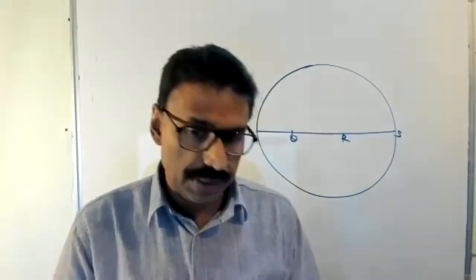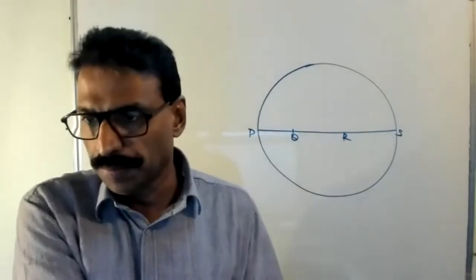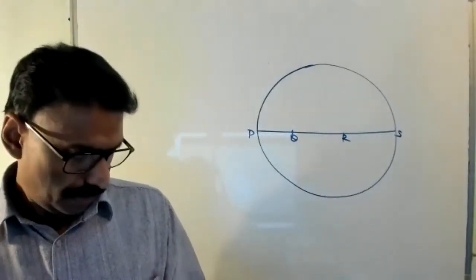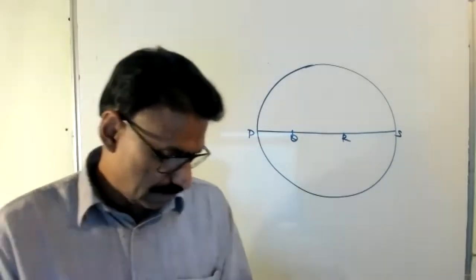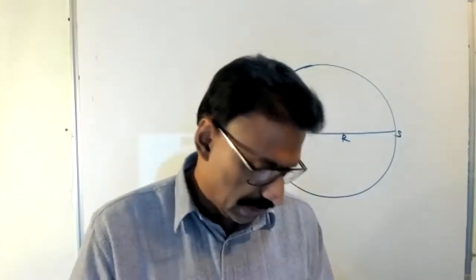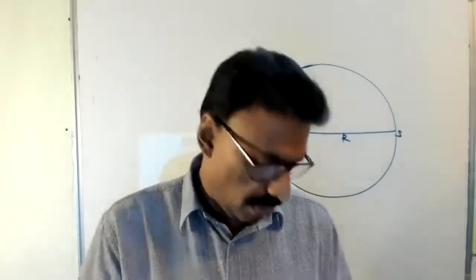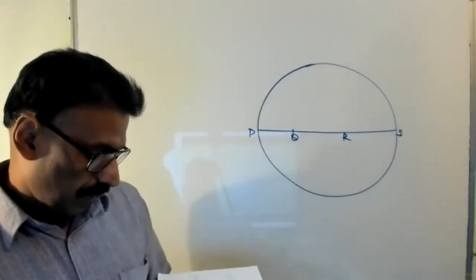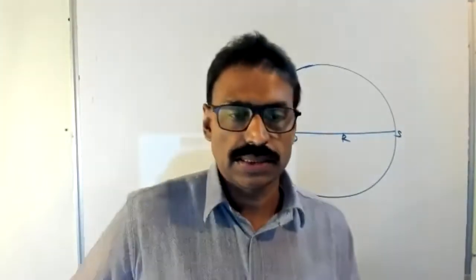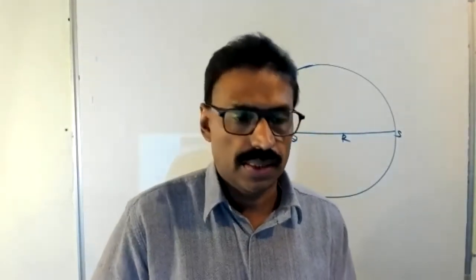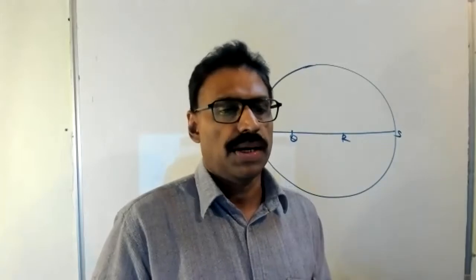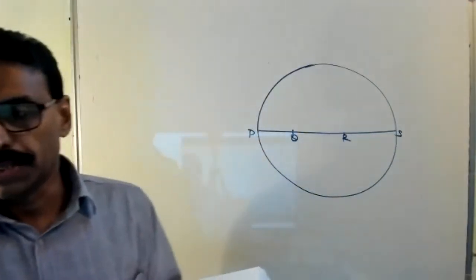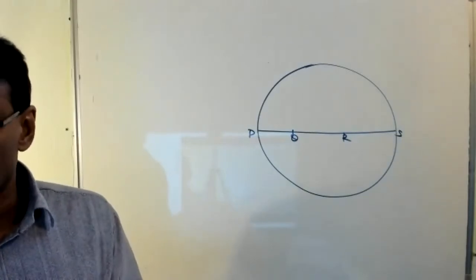Semicircles are drawn on PQ and QS as diameters, as shown in the figure. Find the perimeter and area of the shaded region.